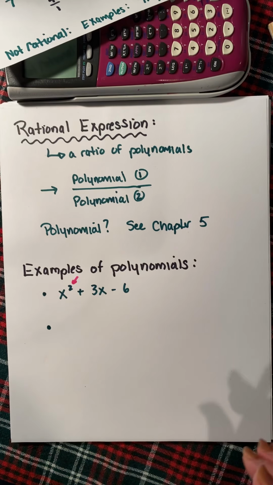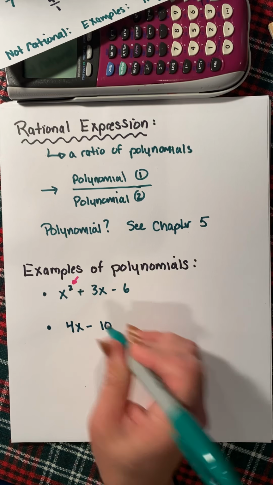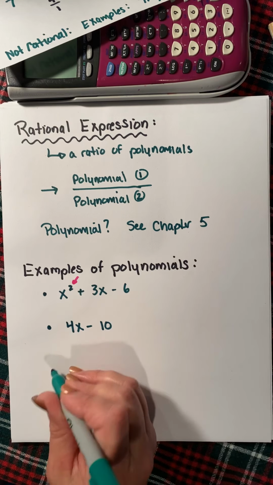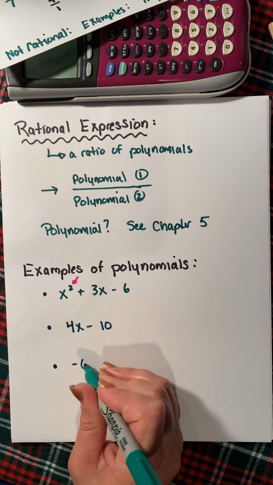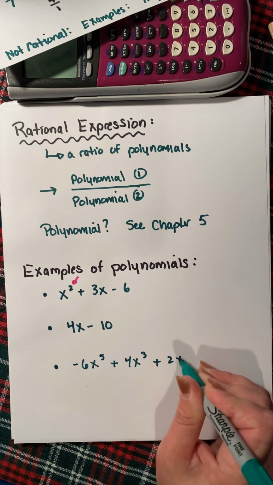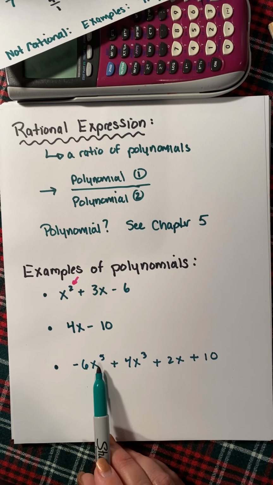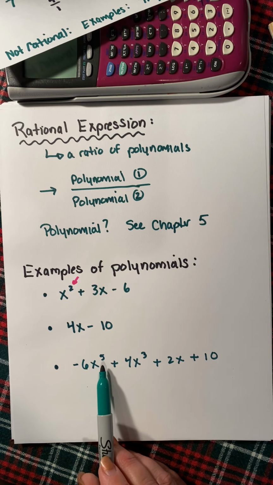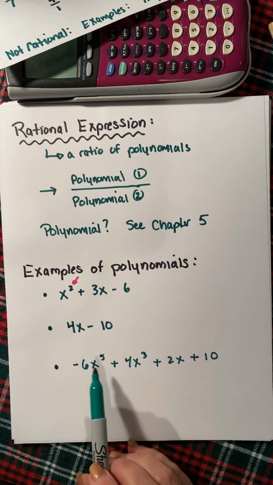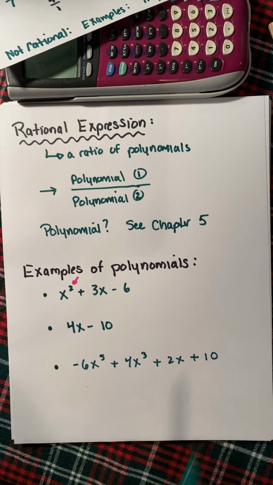So all quadratic equations are second degree polynomials. 4x minus 10. All linear equations are first degree polynomials. We could have -6x to the 5th plus 4x cubed plus 2x plus 10. This would be an example of a 5th degree polynomial. Now polynomials don't have to have every power below the highest power. Notice there's no 4th degree term here, but this would be a 5th degree polynomial. The powers on the variable are 5, 3, 1, and 0.